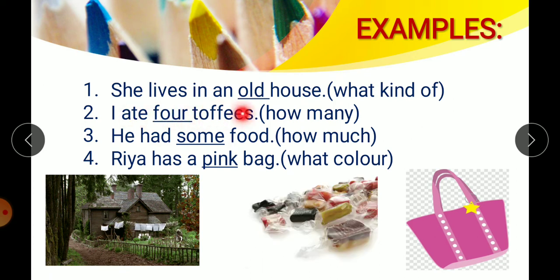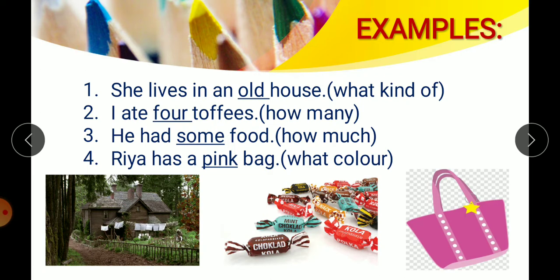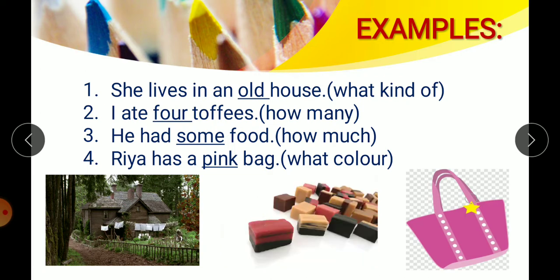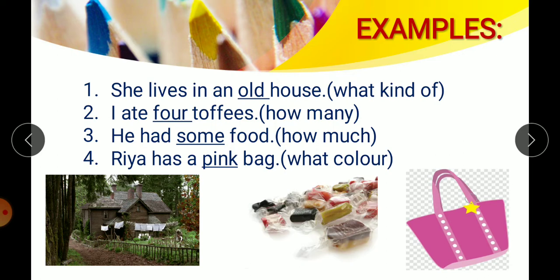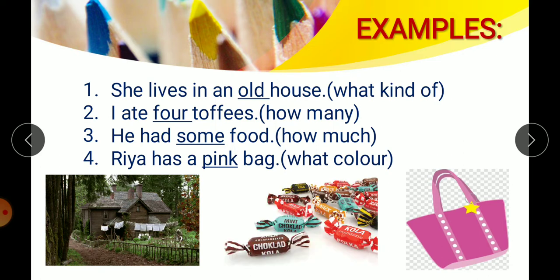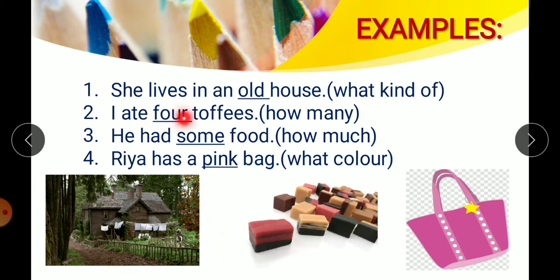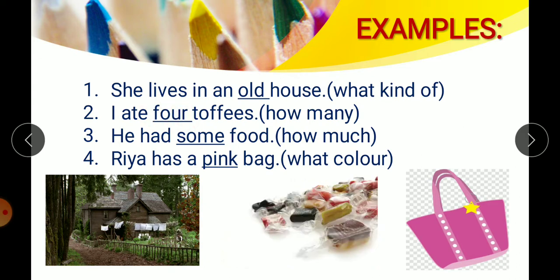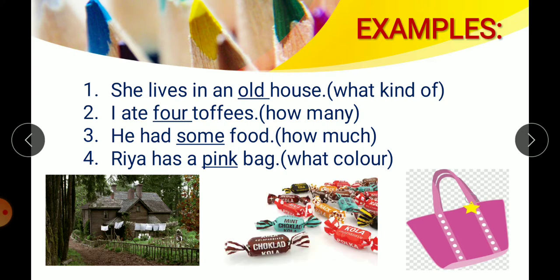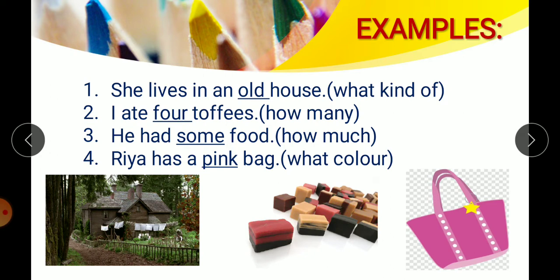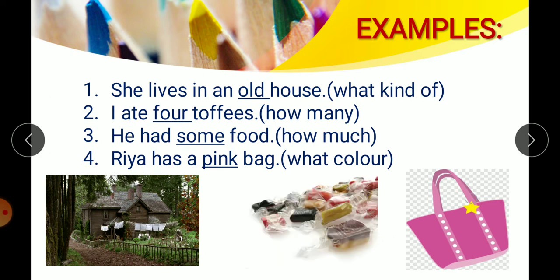I ate 4 toffees. Toffees is a noun. Now the number 4 is telling you how much, how many, the quantity, how many toffees you ate. It's talking about the quantity. So 4 toffees. He had some food. So some is telling you about the quantity of food. कितना खाना था उसके पास. So it's telling you how much.